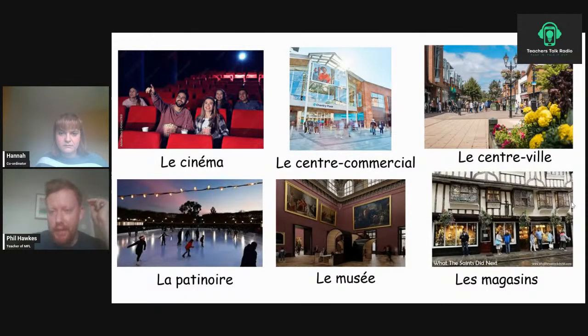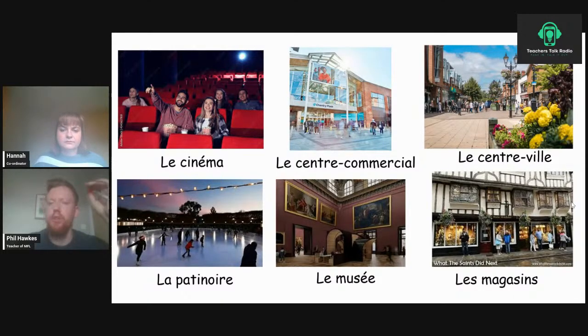Okay, so I'm introducing my key vocab now. So we'll do a bit of repetition, maybe a bit of beat the teacher. So if I'm pointing at le centre-ville, they would repeat it after me. If I'm pointing at les magasins, repeat it after me. If I'm pointing at les magasins, but I'm saying le cinéma, they have to stay silent. So classic beat the teacher game. Again, that's been around for years. That's nothing new, but I think it's a good way of introducing new vocab.